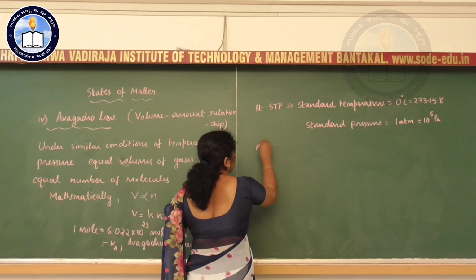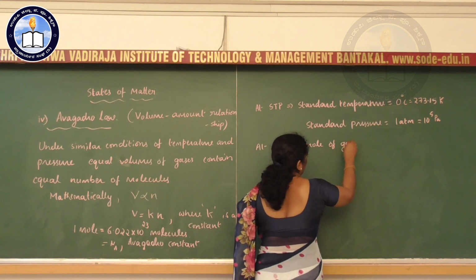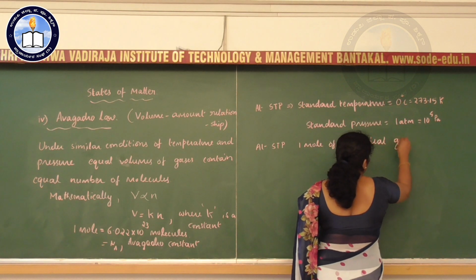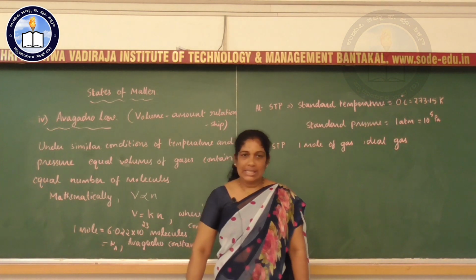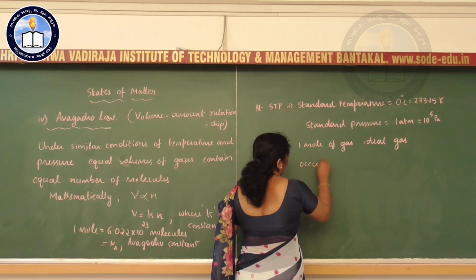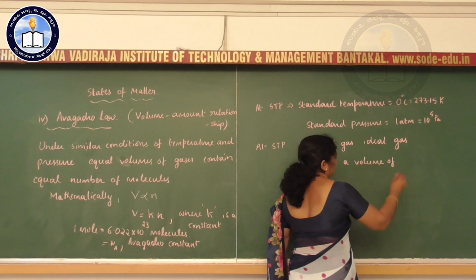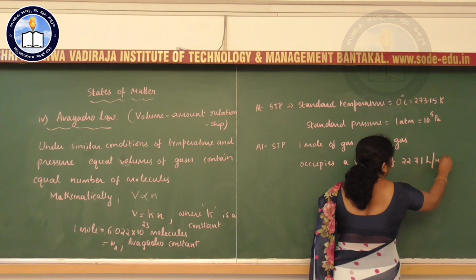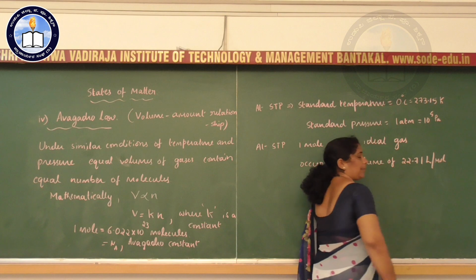At STP, 1 mole of ideal gas, right? What do you mean by ideal gas? Ideal gas is nothing but the gas which follows Boyle's law, Charles' law and Avogadro's law. Ideal gas occupies a volume of 22.71 liter per mole. Means 1 mole occupies this much, 22.7 liter per mole.